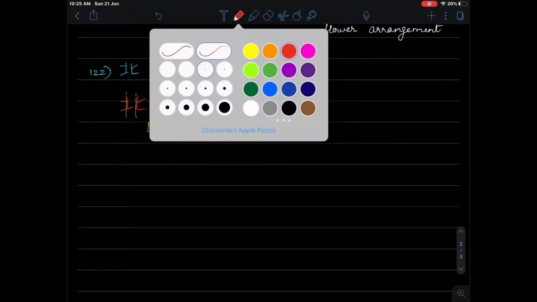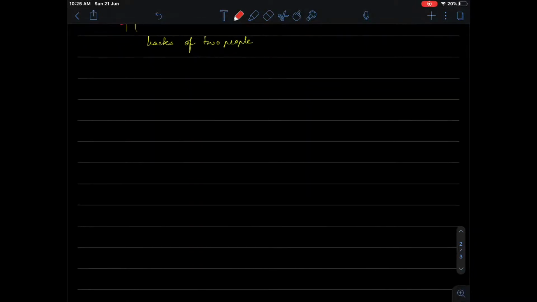So the meaning, or rather how you can arrive at the meaning, is two people sitting back to back on the North Pole.